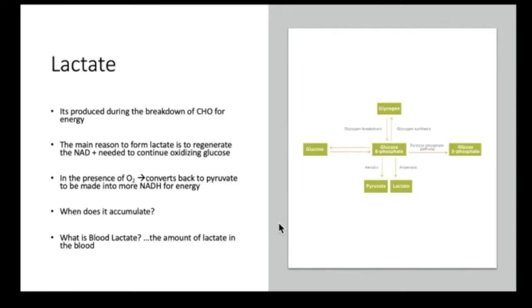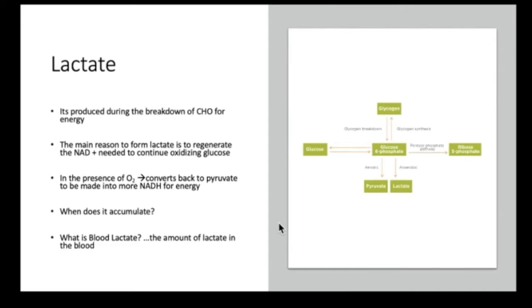All right, so to begin, I'm going to talk a little bit about lactate. Lactate is produced during the breakdown of carbohydrates for energy. The main reason to form lactate is to regenerate the NADH needed to continue to oxidize glucose. Basically, in the presence of oxygen, it's converted back to pyruvate to be made into more NADH for energy.